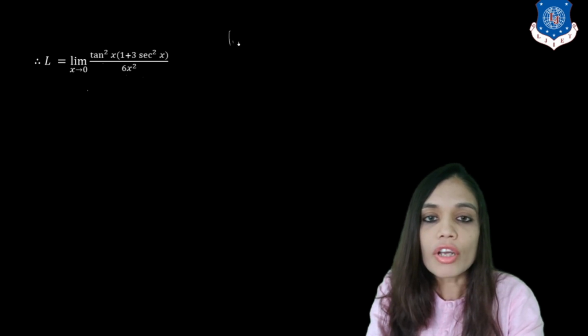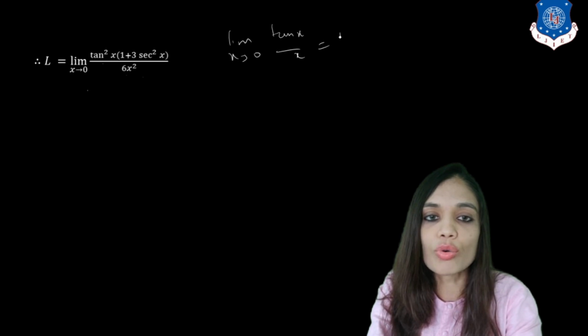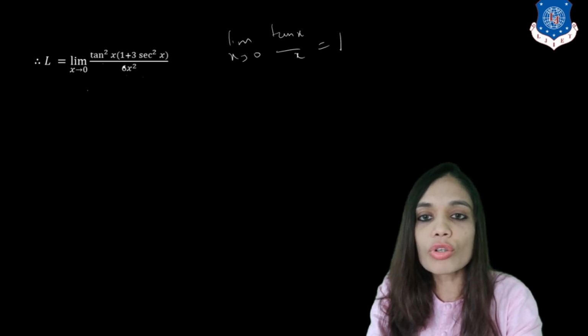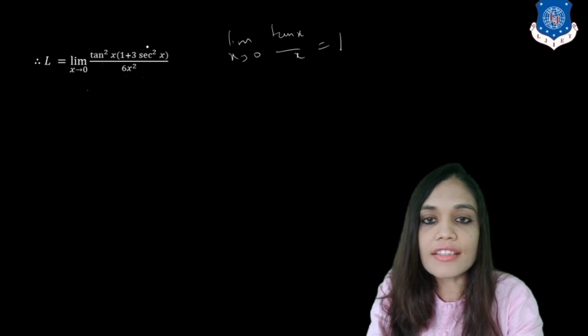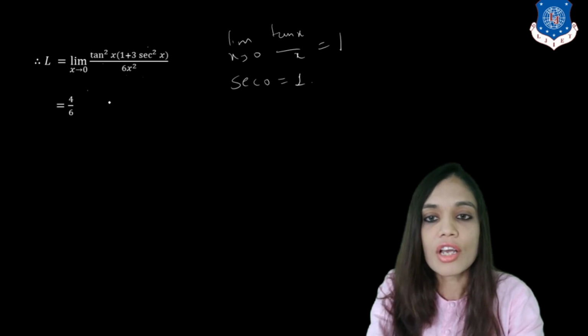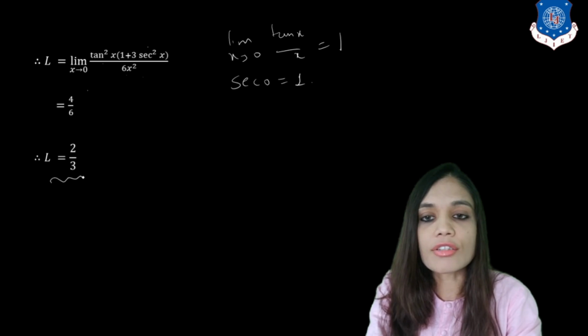Now again we know limit x tends to 0, tan x upon x is equal to 1. So this will go to 1. And if you put x is equal to 0 in sec, we know sec 0 is 1. So finally what will remain? 4 by 6. On simplifying, you will get the answer of the limit as 2 by 3.